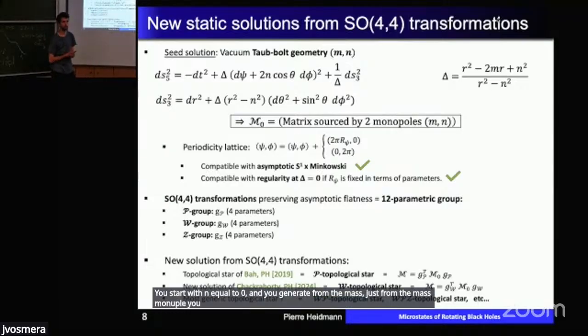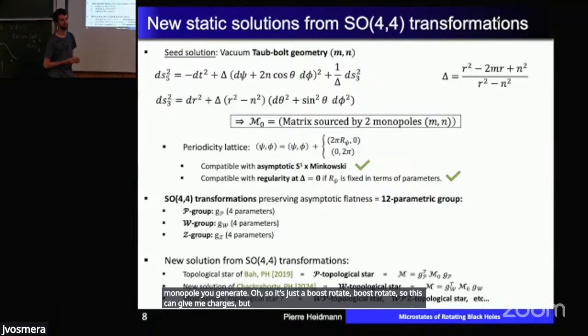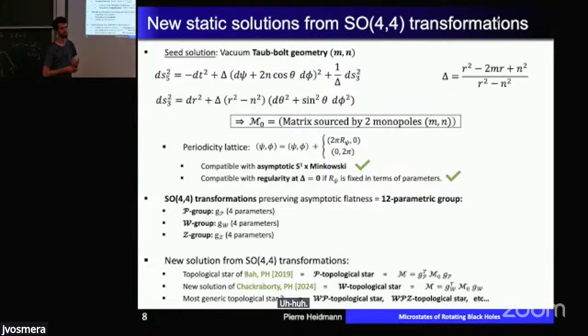Oh, so this is just the boost rotate. Boost rotate, yeah. So this can give me charges, but no Chern-Simons terms. And the other one, the double topological star, you get Chern-Simons terms, because you have all magnetic and electric parts. Like the topological star is only magnetic. I see. M5, M5, M5.